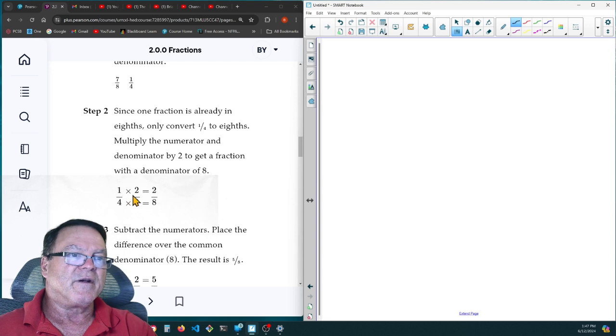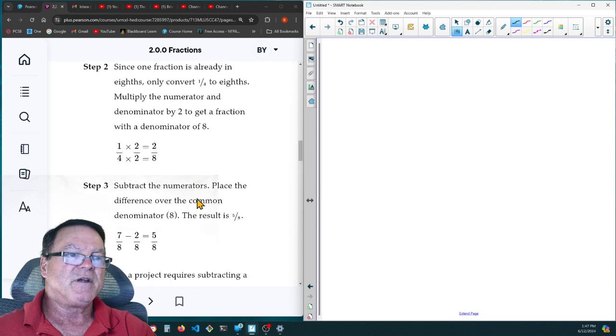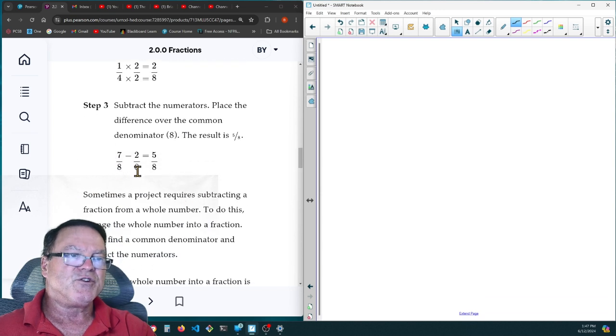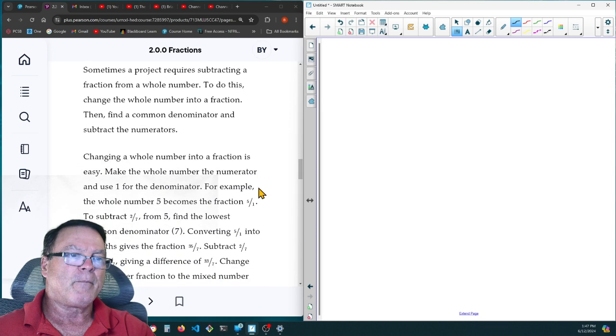That's what they're doing here. They're going to multiply the 1/4 by 2/2 to get 2/8. And then they subtract 2/8 from 7/8 and it equals 5/8.